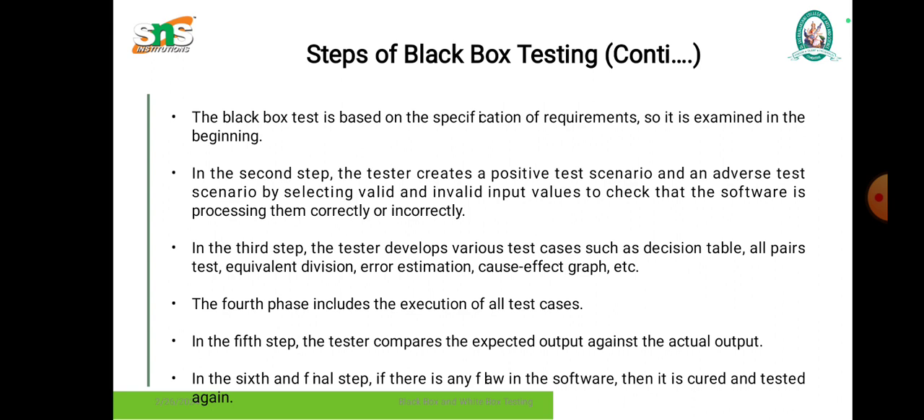In the fifth step, the tester compares the expected output against the actual output. And in the last and final step, if there are any faults in the software, then they are fixed and tested again. So these are the steps followed in black box testing by development teams.